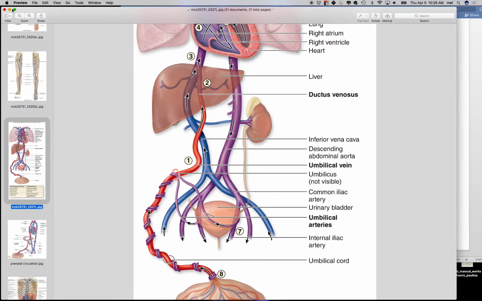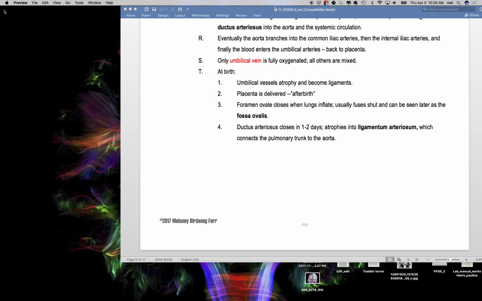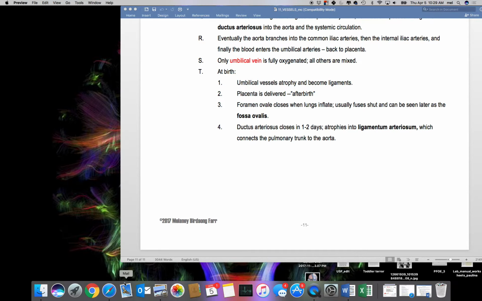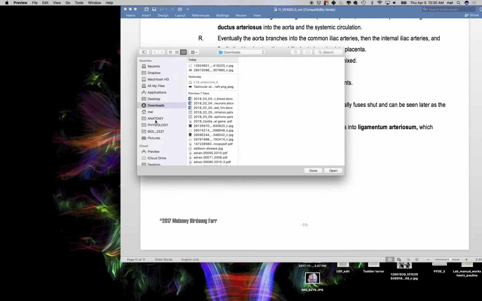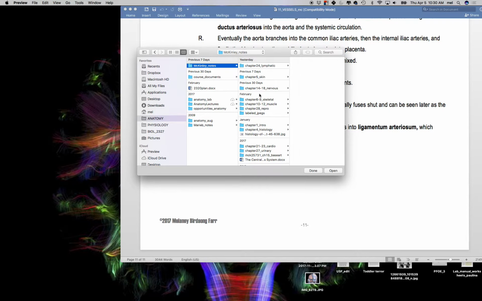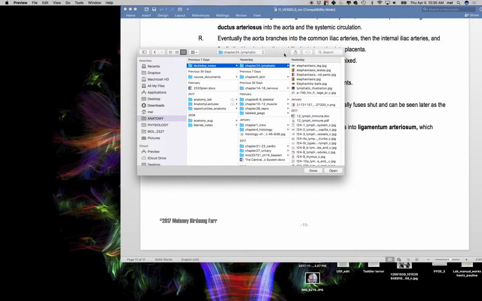All right, okay, so it seems like there's something I'm forgetting to tell you, but I don't know what it is. Okay, so that is where the material for your third test ends, but we are going to start the material for your fourth test too. Okay, hold on just a second, I didn't mean to shut that down. Lymphatic system, okay.